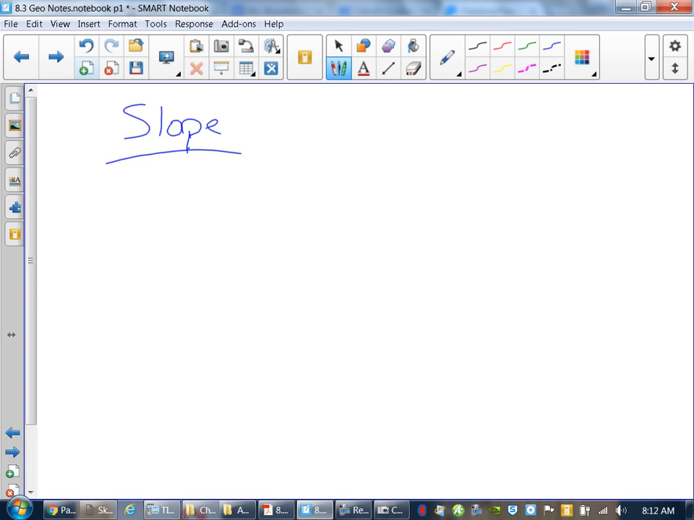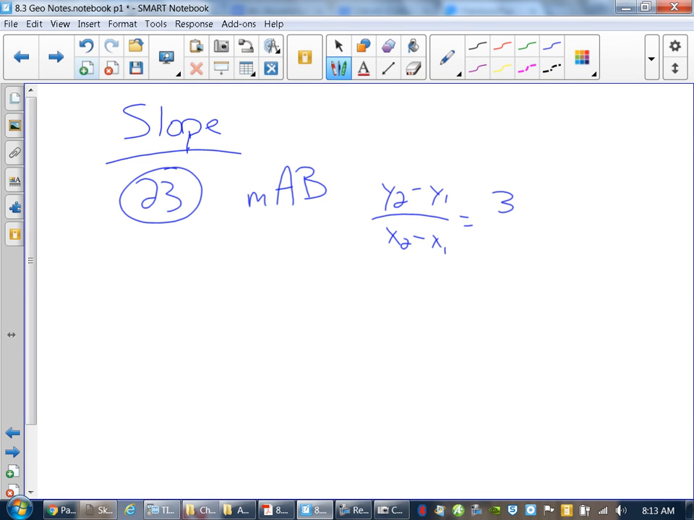Okay. If I want to look at number 23 real fast, and I need to find the slope of AB. Normally what we would do is write out our slope equation, change in y over the change in x. And I'd have 3 minus 2 over -6 minus -8. And I'd get 1/2. You okay with that?